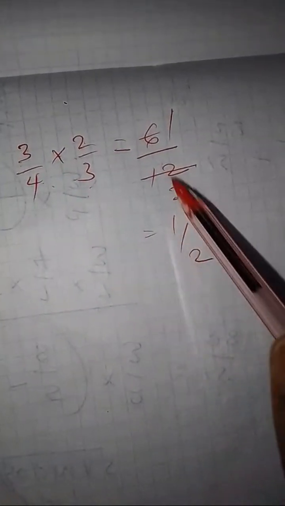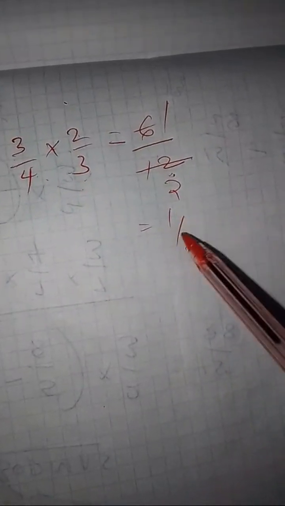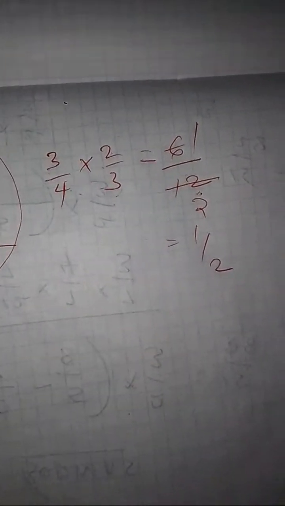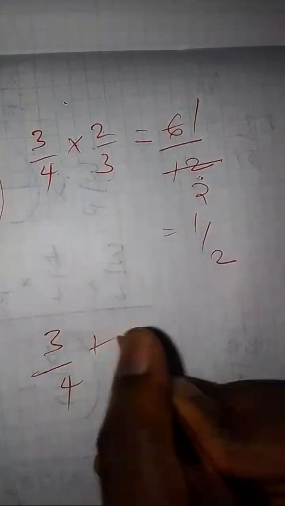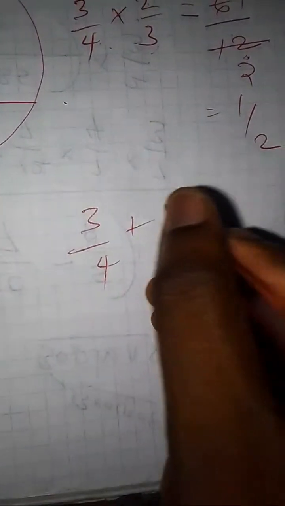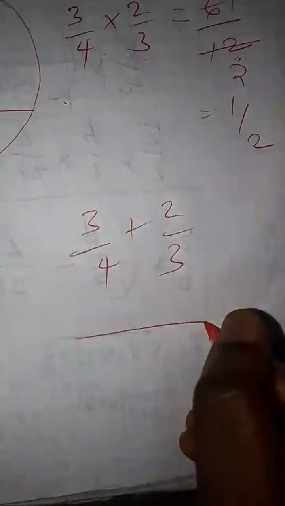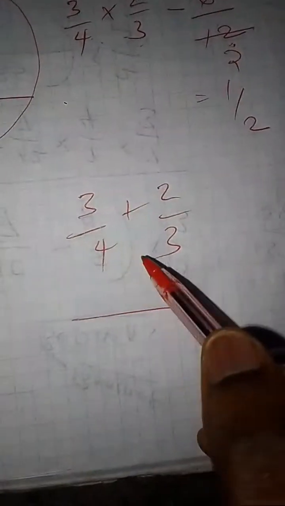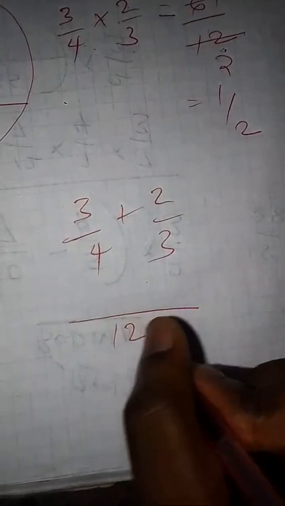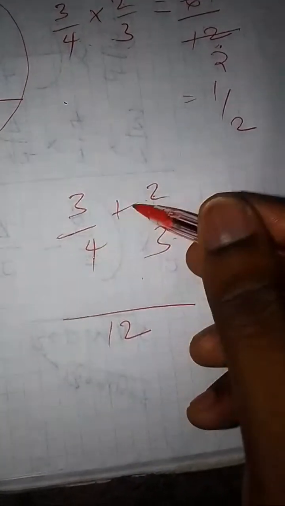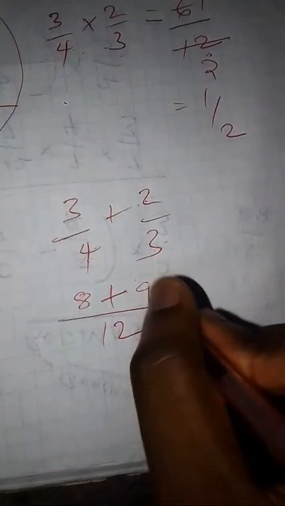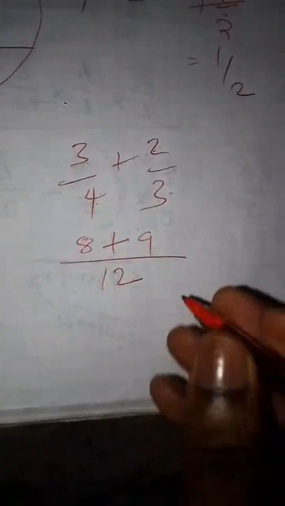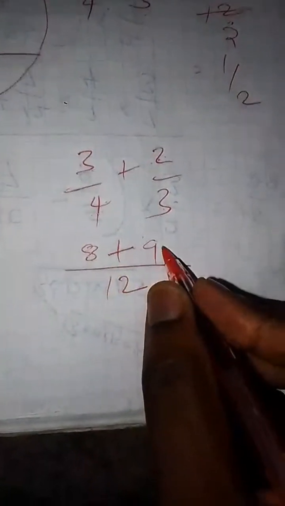So once you reach there, you simply simplify, then you get a half, that is 1 over 2. It is different when someone gives you such a sum, 3 out of 4 plus 2 out of 3. This one is easy. You just simply multiply 4 by 3. That is 12. Now you work out these numbers here. 4 multiplied by 2 is 8 plus 3 multiplied by 3 is 9. So once you've got it that way, 8 plus 9 is 17.